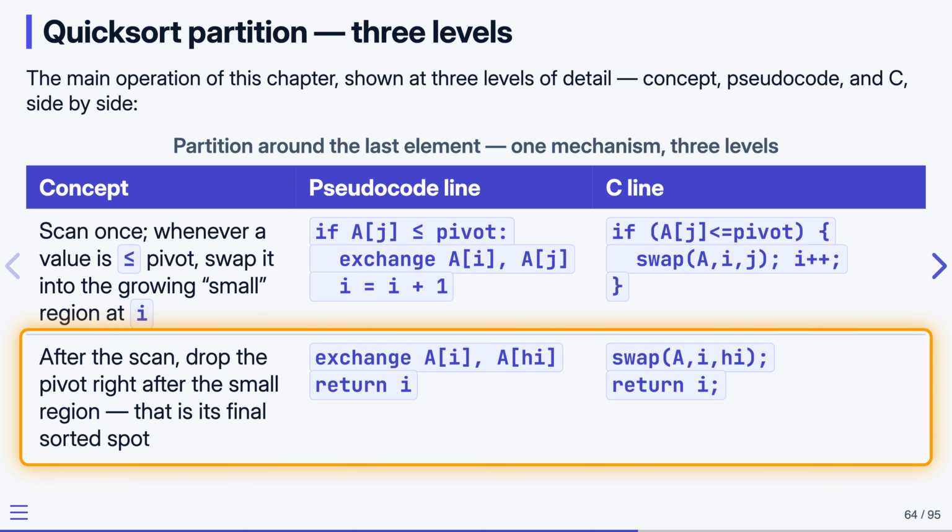The second row is the finish. After the scan, we drop the pivot right after the small region. That spot is its final sorted position, and we return I.